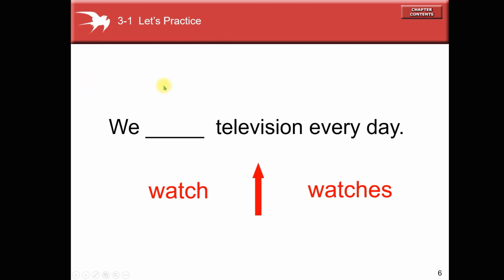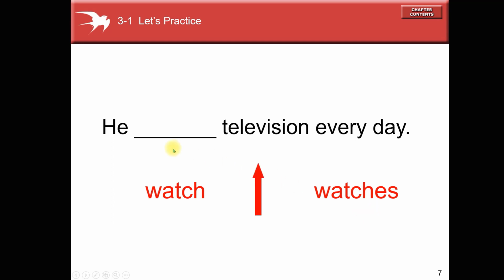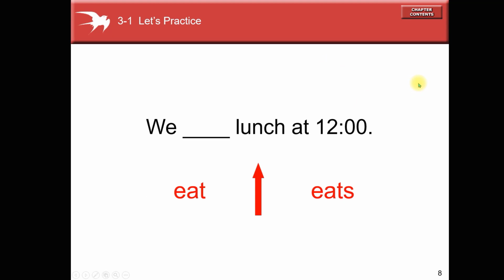Let's practice. We watch or we watches. What do you say? Yes, we watch. Next. He watch or he watches. Obviously, he watches television every day. Next. We eat lunch at 12 or we eats lunch at 12. Definitely, we eat lunch. Continue.